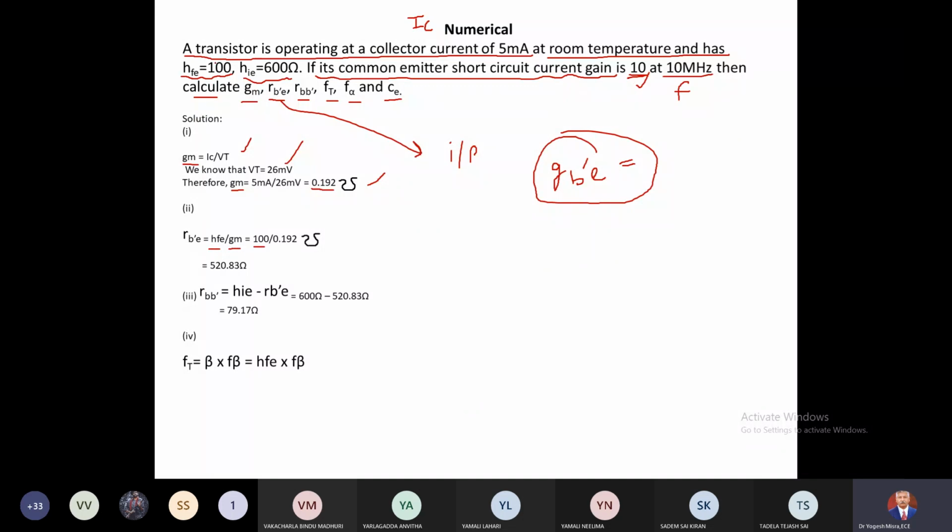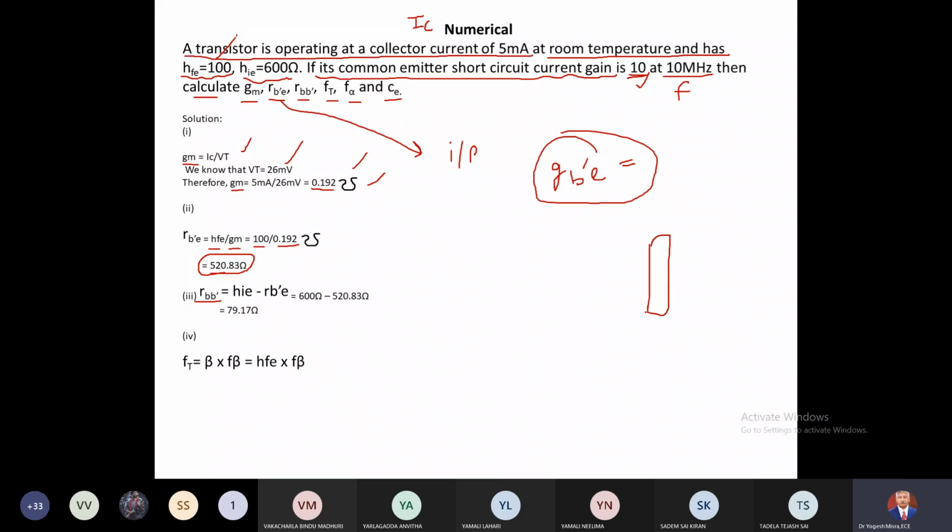HFE is 100, it is given in the numerical. GM we have already calculated here. So you put this value here, and you will get 520.83 ohm.